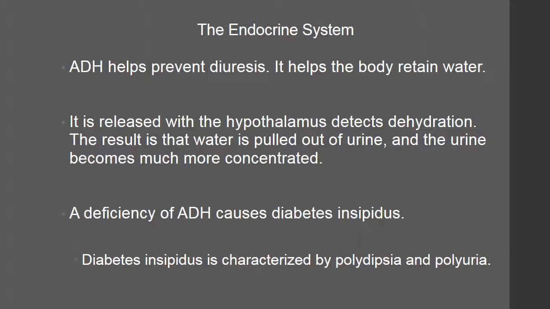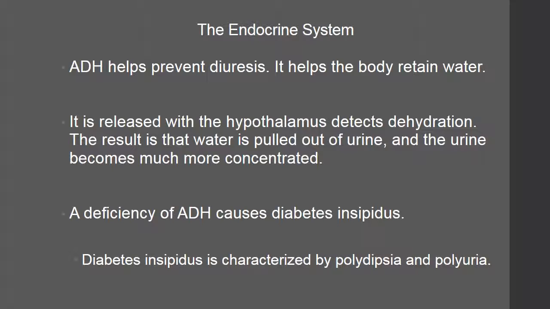ADH, anti-diuretic hormone, helps prevent diuresis. It helps the body retain water. It is released when the hypothalamus detects dehydration. The hypothalamus senses that blood is getting too thick, and so we're getting dehydrated, so we need to retain more water, not excrete it in urine, so we release ADH. The result is that water is pulled out of urine, and the urine becomes much more concentrated. We're pulling water back in that otherwise would be urinated away.